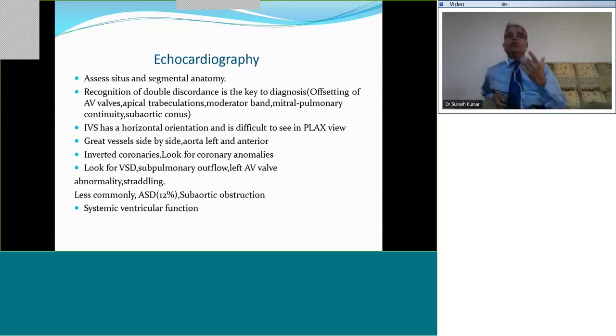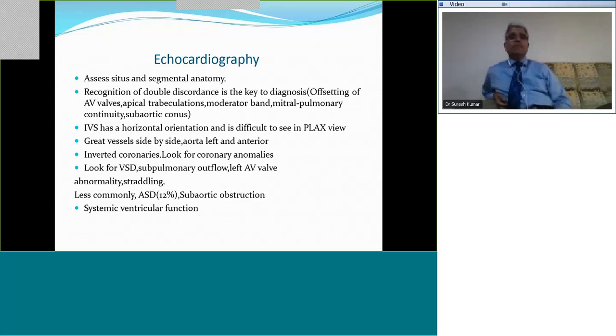And how do you recognize the key factor for the diagnosis, the double discordance? Remember the defining features of RV and LV. RV will have a septal leaflet which is lower in position compared to the opposite septal leaflet. It will have a densely trabecular apical portion. It will have a moderator band. It has an infundibulum. Left ventricle is smoother. Its AV valve septal leaflet is higher. The other features we have discussed in different locations, in different times. So I'll just highlight these things.